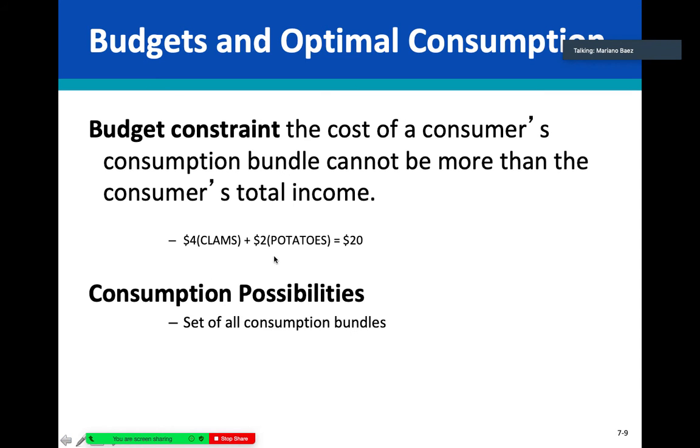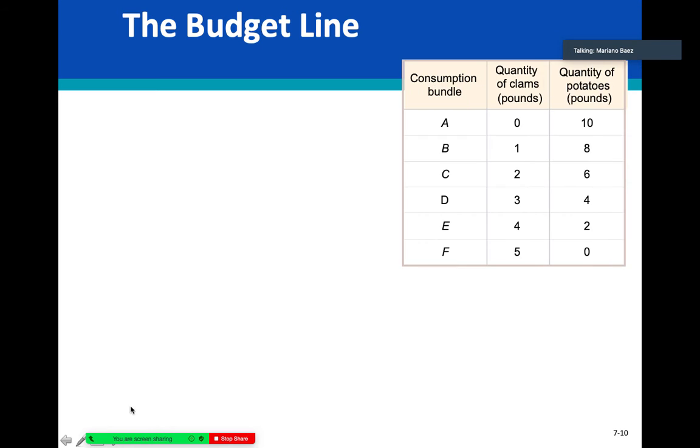Again, we have $4 clams. If we buy 5 of them, then 5 times 4 gives us 20. Then we spend all of our $20 on clams and no potatoes. If we buy 10 potatoes times $2, that gives us $20, and we buy all potatoes and no clams. Those are our possibilities, and somewhere in between. So we need to illustrate our budget line. We have up to 5 clams if we spend all our money on clams, and up to 10 potatoes if we spend all $20 on potatoes, or bundles in between, a combination of clams and potatoes.